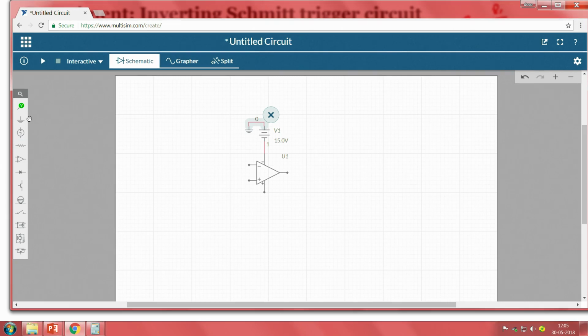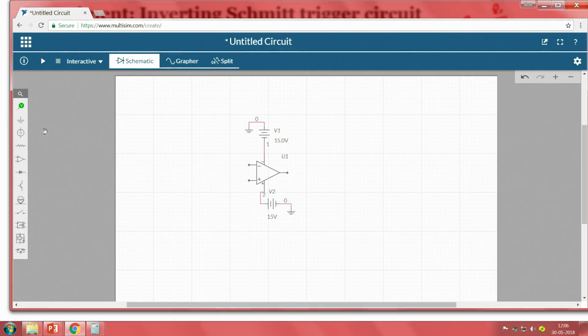So, what about the positive supply? Yes, we also have to give plus 15. So, plus 15 should be connected here. I am connecting plus 15 here. Since the default is 12, I am changing it to 15 because we are using a 15 volt power supply in this case, and the other terminal is ground. So, the plus VCC and minus VCC connections for our op amp are done.